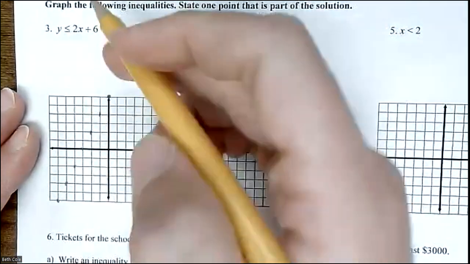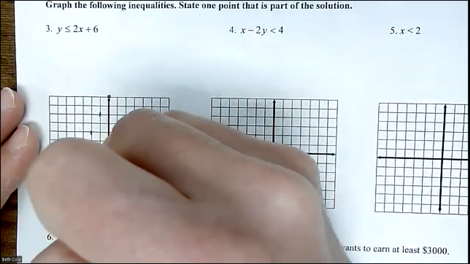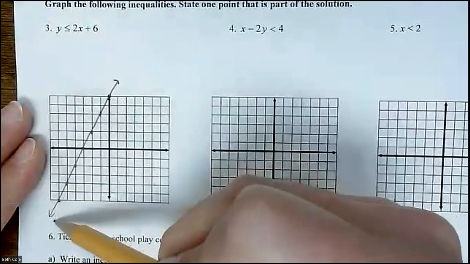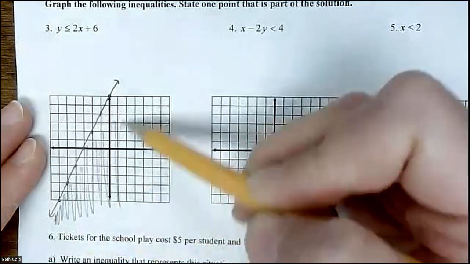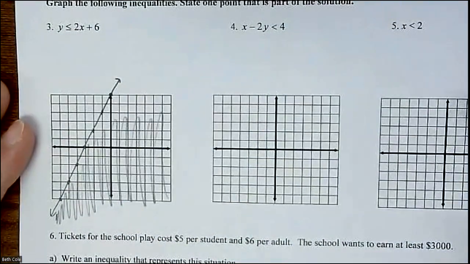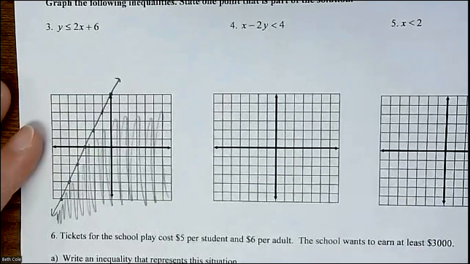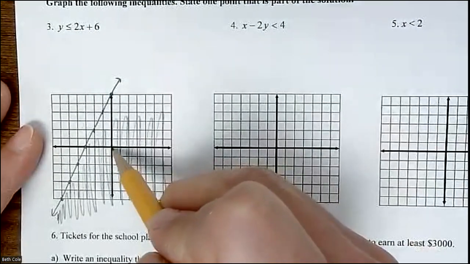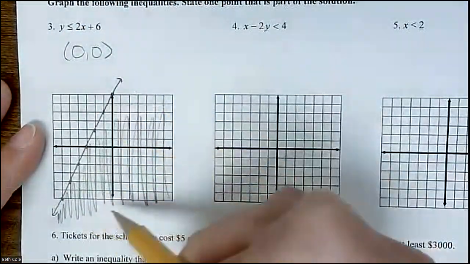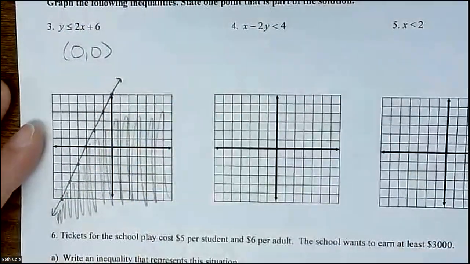It would be a solid line because of the equal to, and it says less than or equal to, so we want to shade below it. And again, you could use the calculator, and it'll show you exactly what that looks like. So state one point that's part of the solution. I'm going to pick the origin. The origin is part of the shaded part. But of course, any point over here or any point on the line would count.